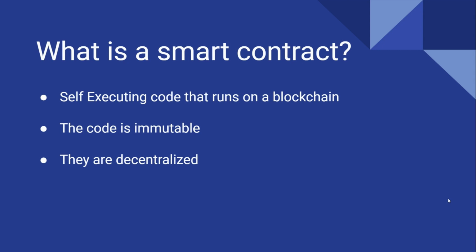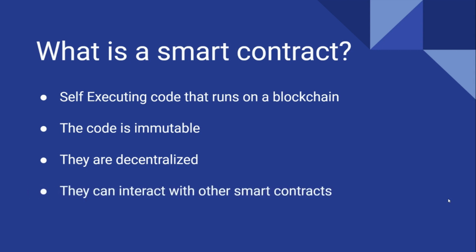Smart contracts can also interact with other smart contracts. So you can have one smart contract talking to another smart contract, or getting some value from that smart contract and going off and interacting with another smart contract. So they're very configurable, and there's a lot that can be accomplished with the fact that they can communicate with each other.